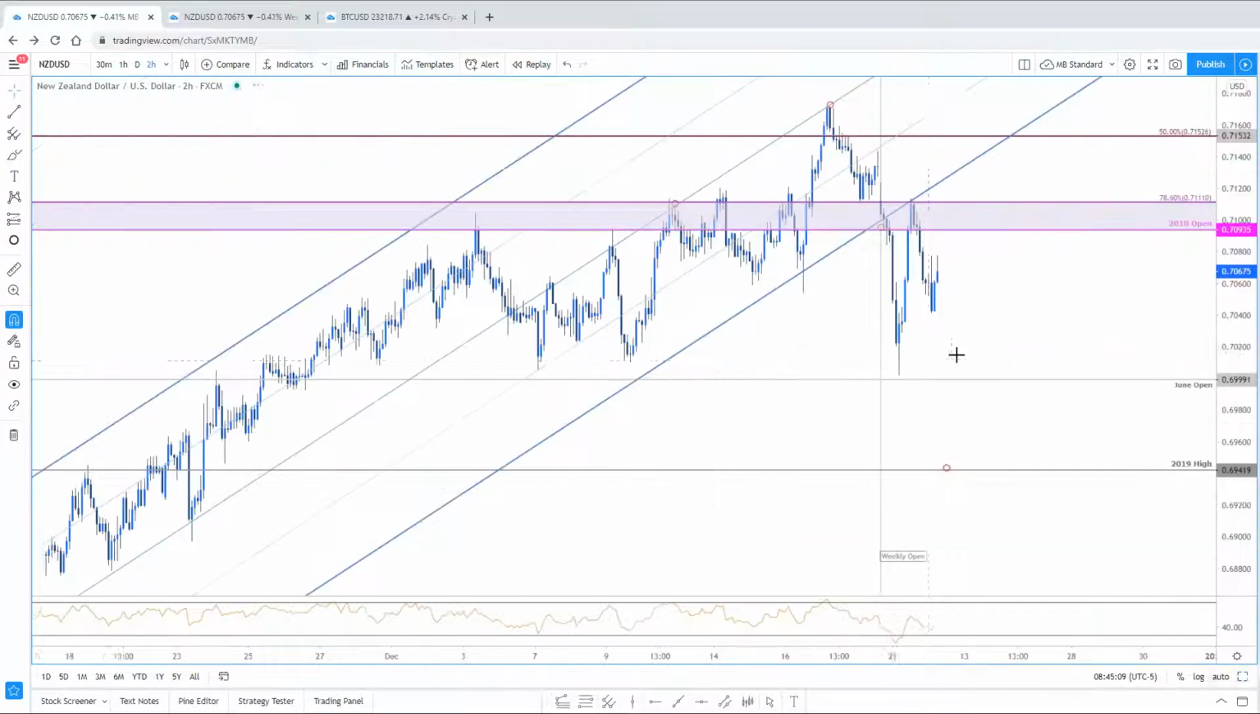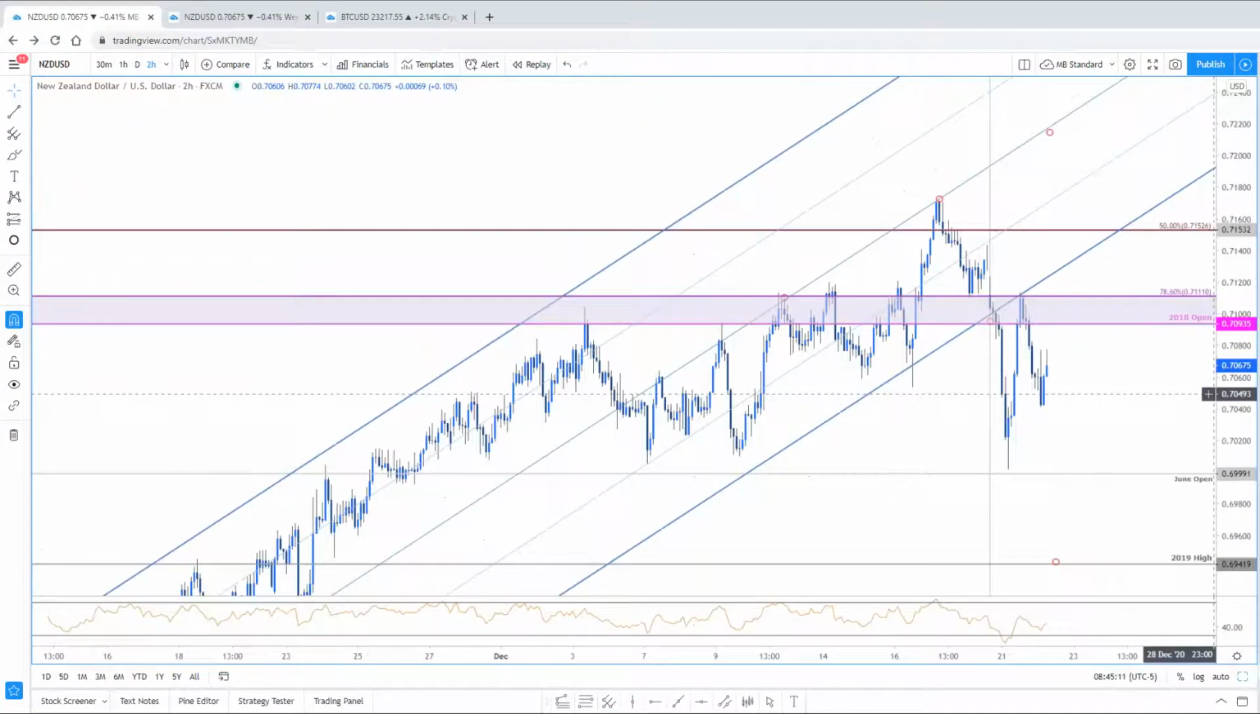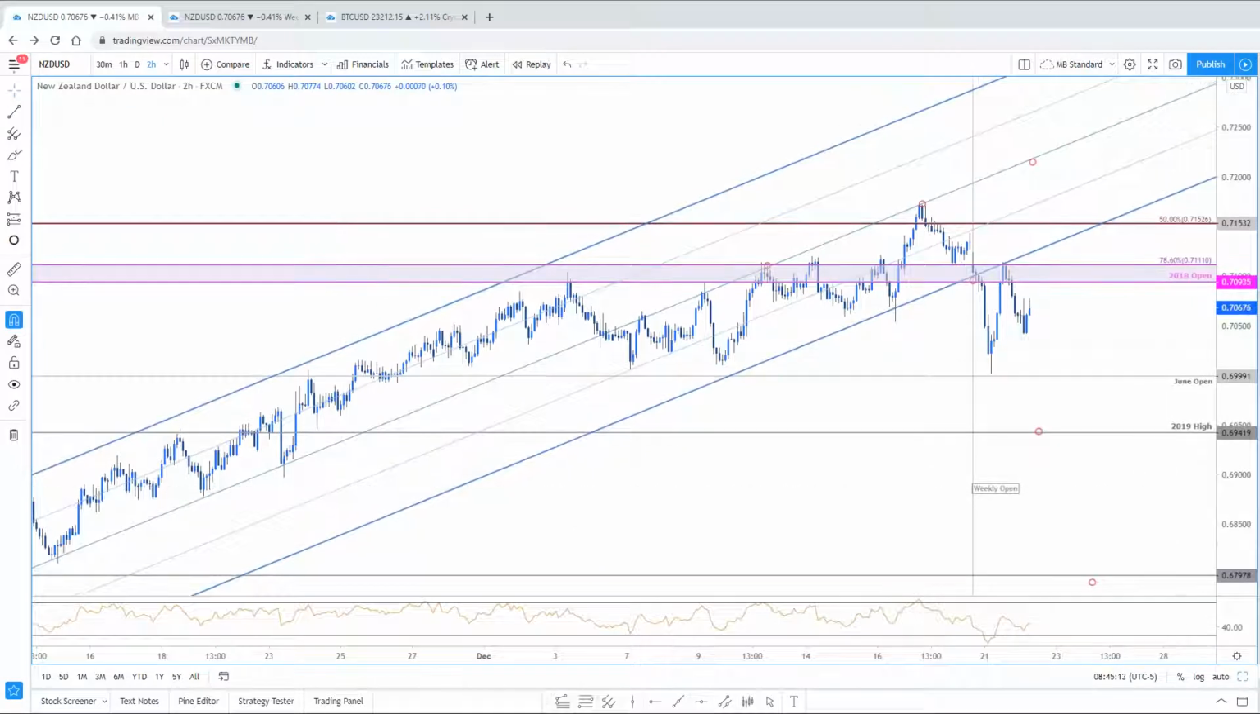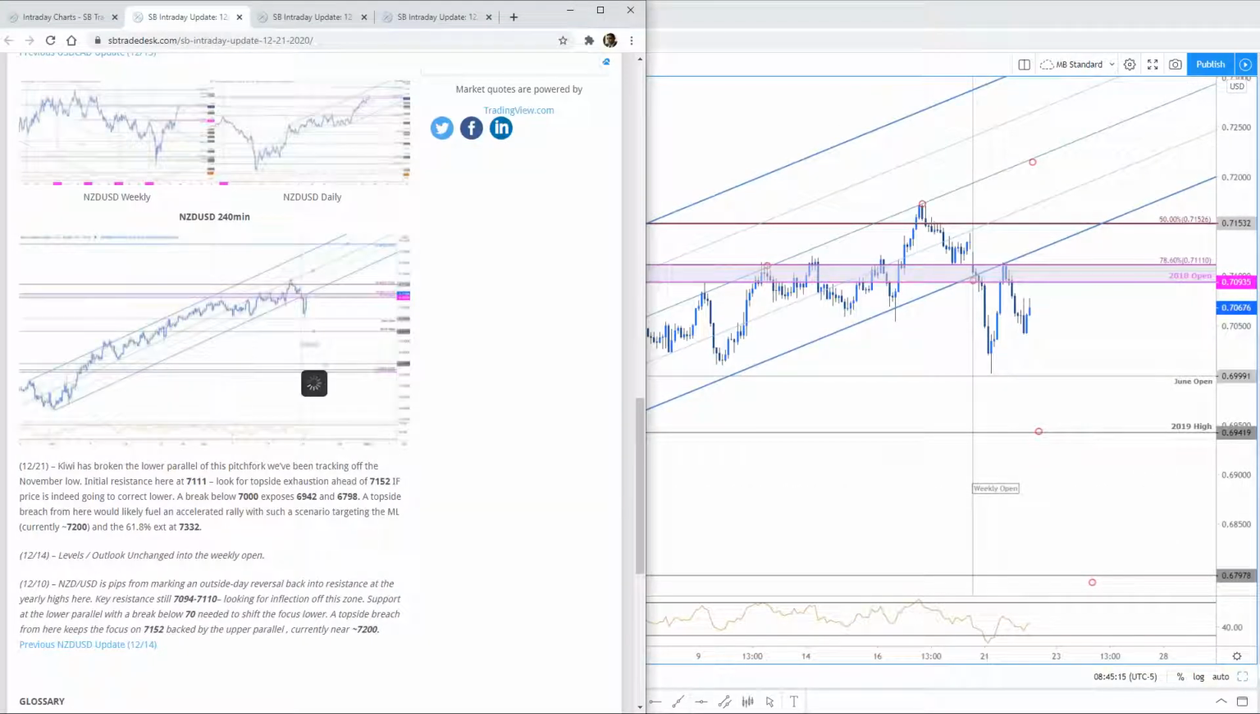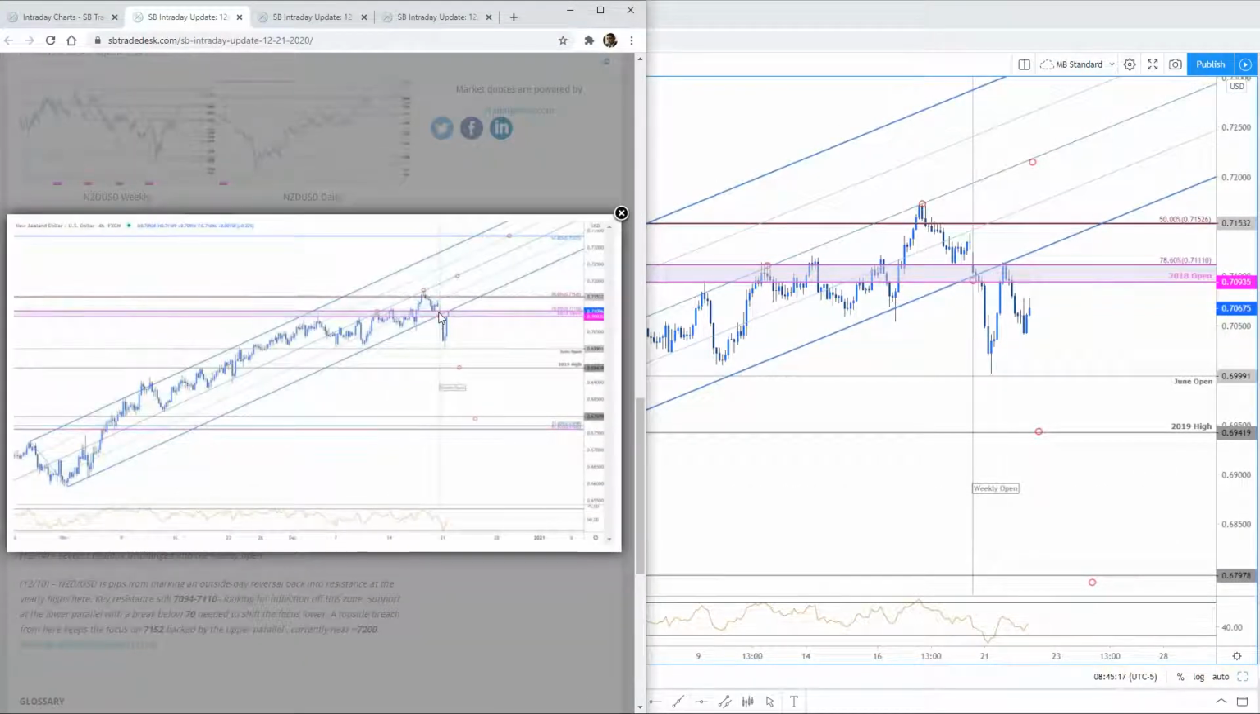Here's what I showed you guys last night. Okay, and here's where we are now. So, we had gapped lower into the open. We broke below this key region that we were talking about, again, 70.93 into 71.10, right? Broke below it, and we tested it as resistance last night. That held.